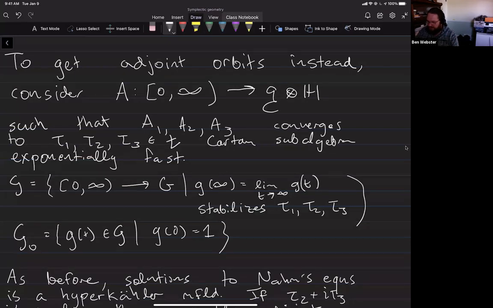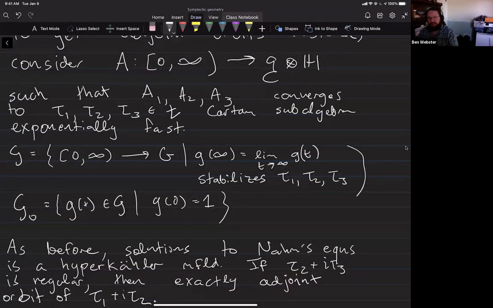And what I'm going to require is that A1, A2, A3 converge to some fixed constants in the Cartan subalgebra exponentially fast. And the natural set of gauge transformations to look at acting on this, well, if I take all gauge transformations, I'm going to mess up my boundary condition. So I have to assume that my limit as I go out to infinity stabilizes these boundary conditions, tau 1, tau 2, and tau 3. And then I have the G0, which is, well, I require at the origin that I'm doing a trivial transformation.